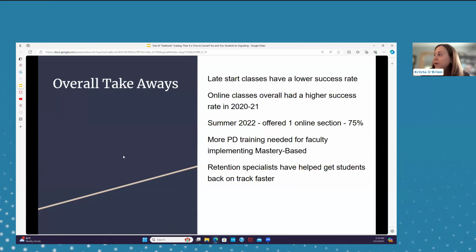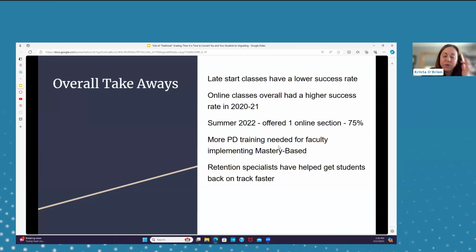One thing we felt that we needed, or I felt like I needed to do more, for other teachers who were going to start using this, was that we definitely needed to have some more faculty training on this plan. And then we also have retention specialists that help us.